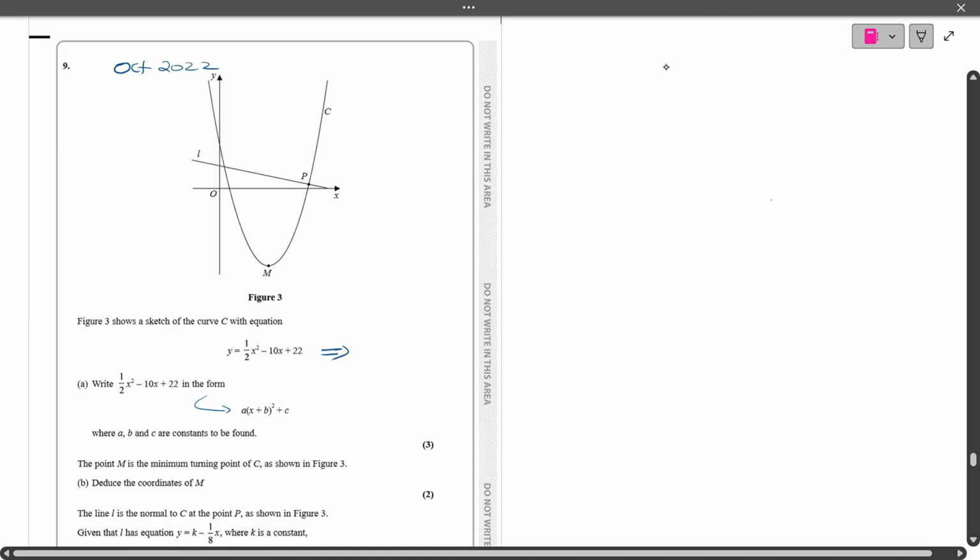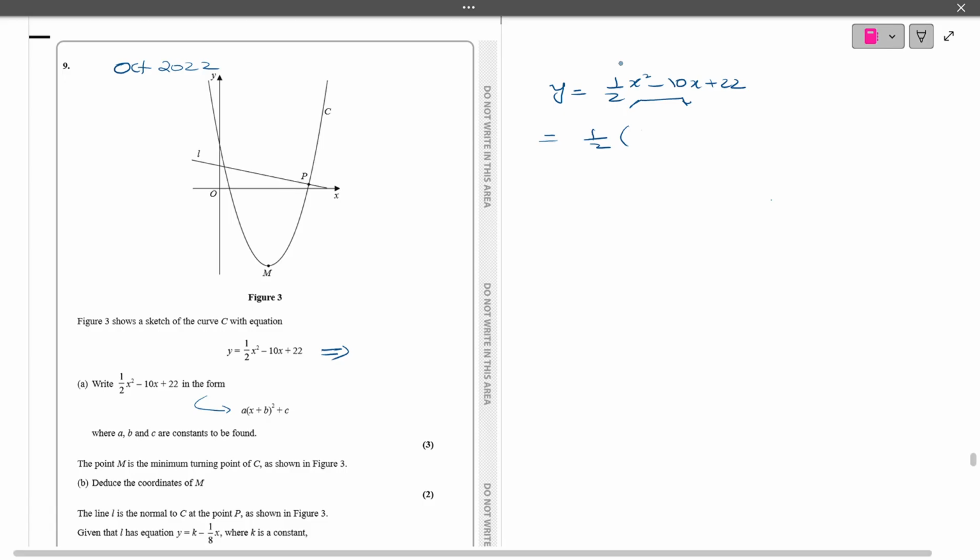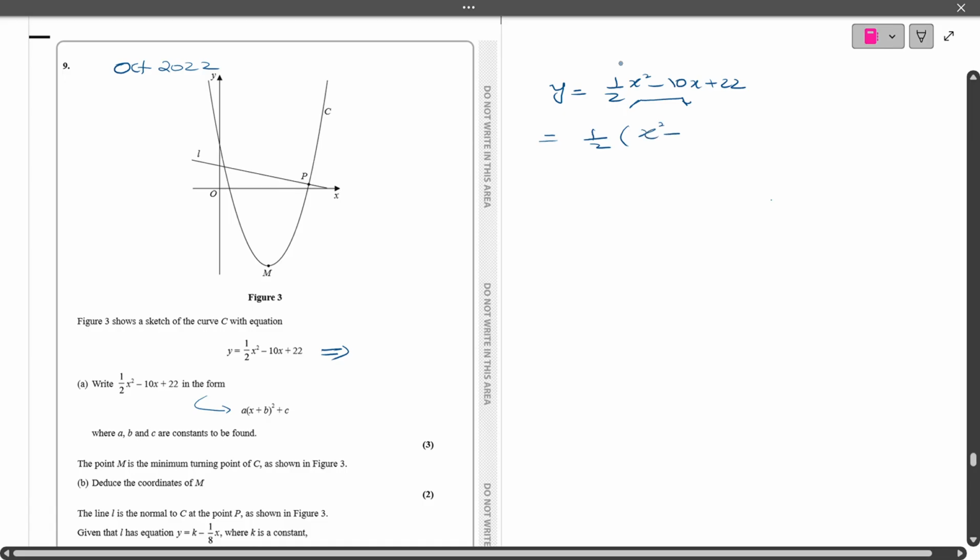Okay, let's copy the equation y equals 1 over 2 x squared minus 10x plus 22. So I need to write it in the form of a completing square. I will first take the first term and the second term together. 1 over 2, let's factorize it. 1 over 2 has been taken common. x squared minus 10 divided by 2, that is 20x, plus 22.